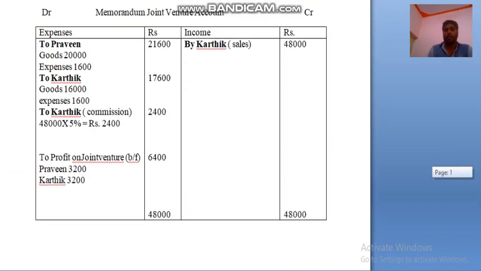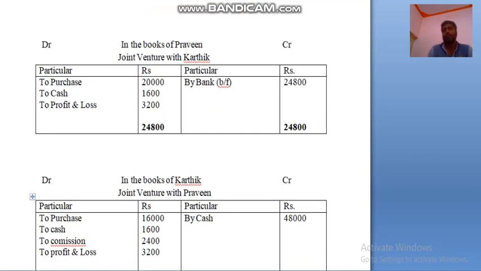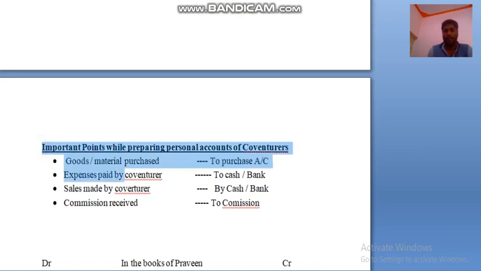So first we have to prepare the memorandum joint venture account. It's just similar to the joint venture account, and after that we have to prepare the personal account of Praveen and the personal account of Karthik. In the personal account of Praveen, we record only the transactions relating to Praveen and not Karthik. And in Karthik account, we record only the transactions related to Karthik and not Praveen. So if we purchased goods, debit with purchase. If we incurred expenses, debit with cash. And if we sold goods, credit with cash. If you receive commission, debit with commission. So keep these points in mind while preparing personal accounts.